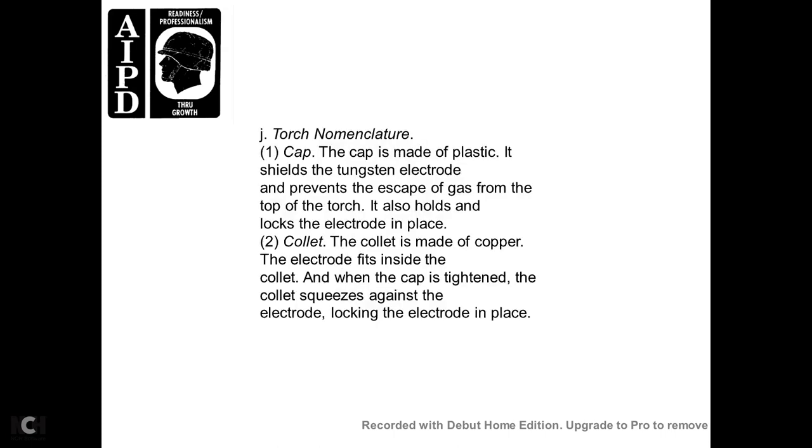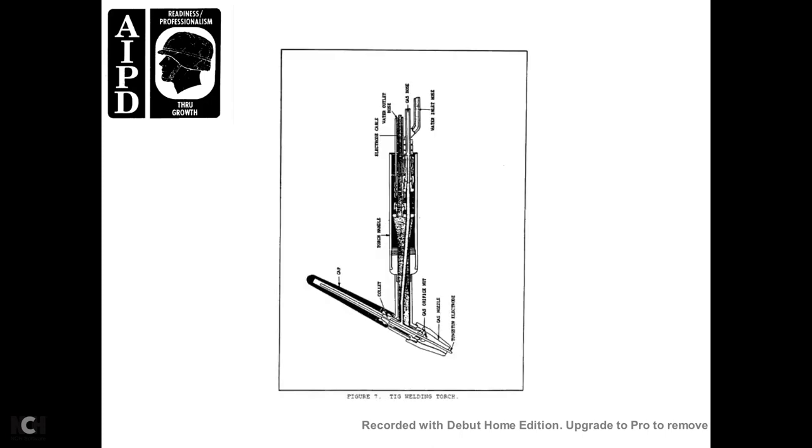Torch nomenclature. One, the cap. The cap is a plastic shield that covers the tungsten electrode to prevent the escape of gas from the top of the torch. It also locks the electrode in place. Two, the collet. The collet is made of copper. The electrode is inserted inside the collet, and when the cap is tightened, the collet is squeezed against the electrode, locking it in place.